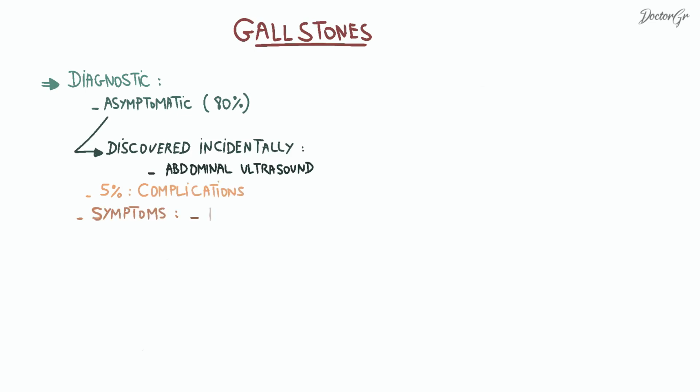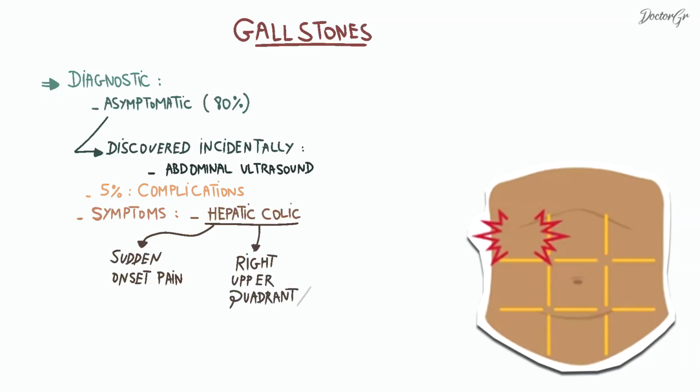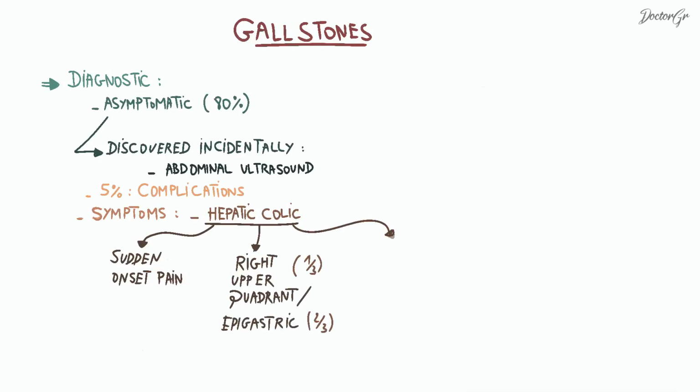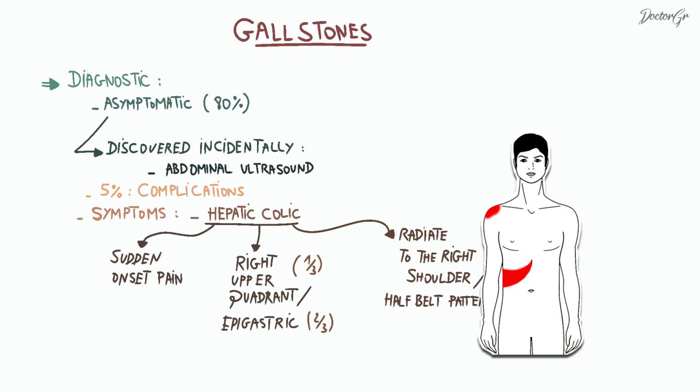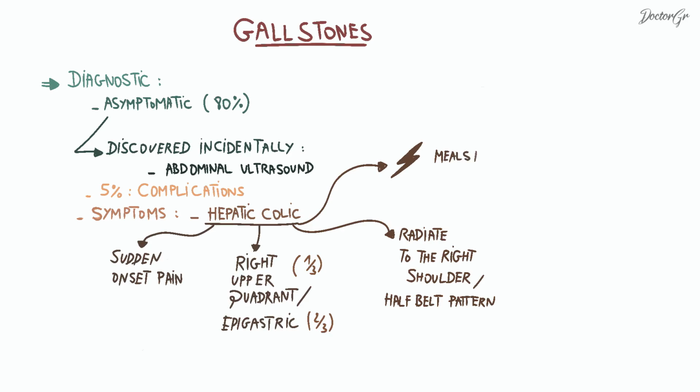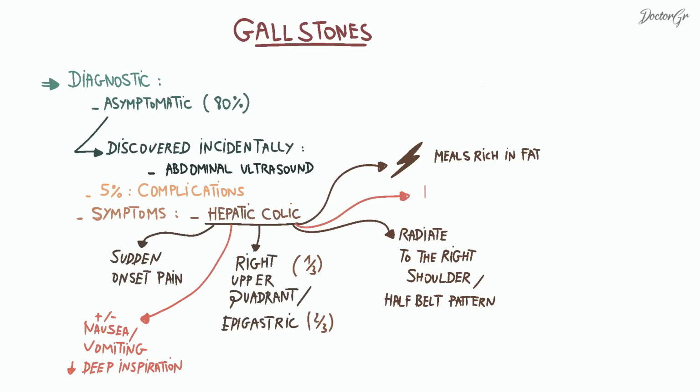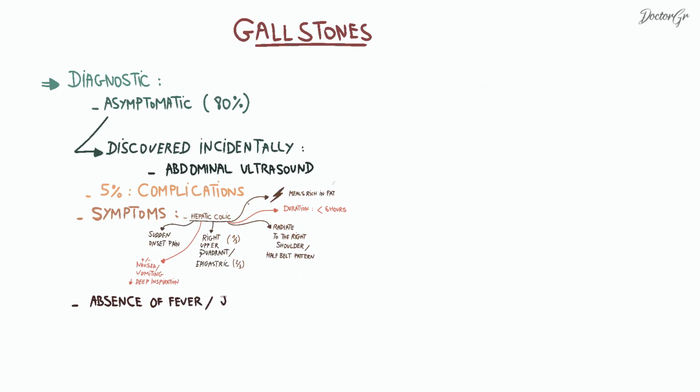The most common symptom of uncomplicated gallstones is hepatic colic, characterized by a sudden onset of pain in the right upper quadrant in 1/3 of cases, or the epigastric region in 2/3 of cases. The pain might radiate to the right shoulder or exhibit a whole belt pattern. It is typically triggered by meals rich in fat and may be accompanied by nausea, vomiting, or decreased deep inspiration. The duration of pain is usually less than 6 hours, and there is typically an absence of fever and jaundice.